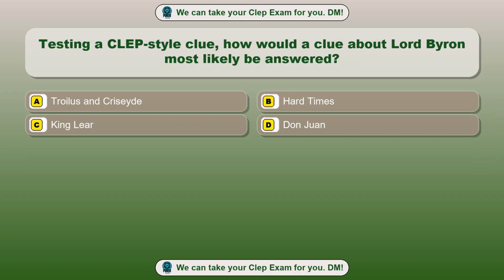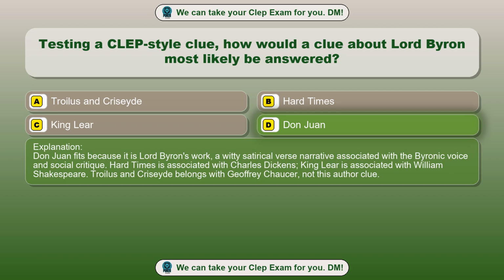Question 43. Testing a CLEP-style clue. How would a clue about Lord Byron most likely be answered? Option A. Troilus and Cressida. Option B. Hard Times. Option C. King Lear. Option D. Don Juan. The correct answer is option D. Don Juan. Don Juan fits because it is Lord Byron's work, a witty satirical verse narrative associated with the Byronic voice and social critique. Hard Times is associated with Charles Dickens, King Lear is associated with William Shakespeare. Troilus and Cressida belongs with Geoffrey Chaucer, not this author clue.